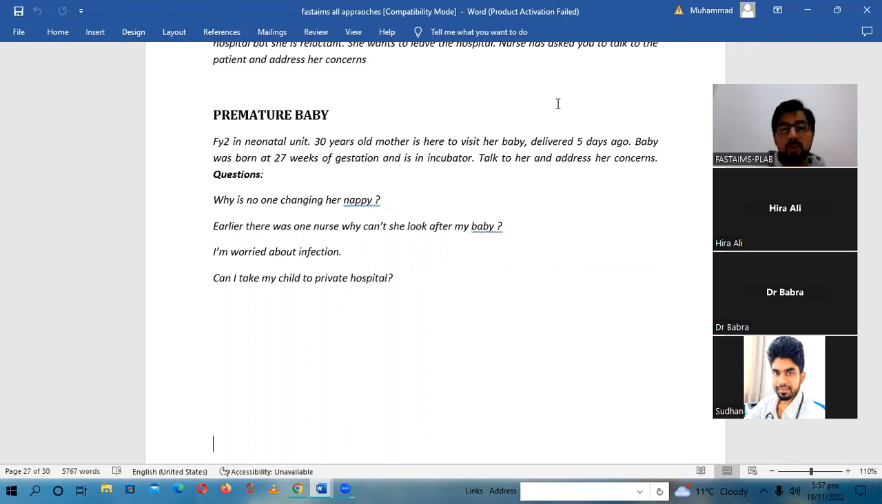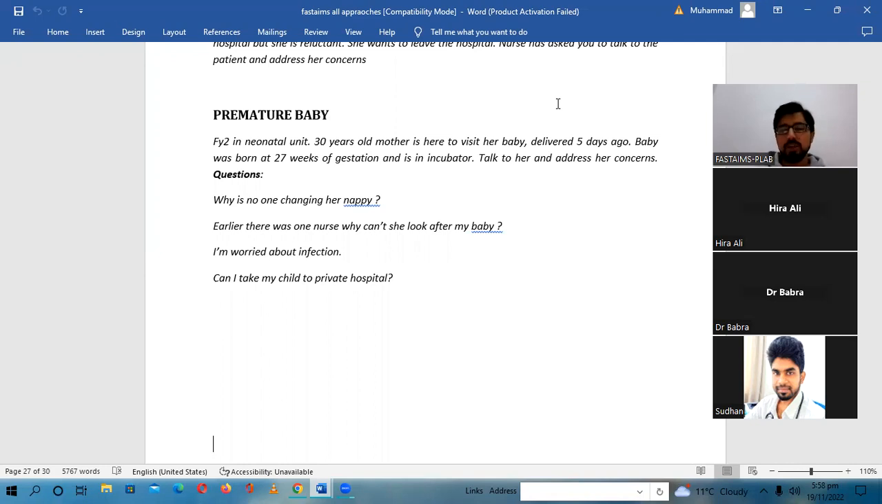And then she's asking that, okay, why can't you put the same nurse to look after my baby? So you need to tell that, okay, practically putting the same nurse all the time is not possible, because nurses work in shifts, and sometimes we have temporary staff to replace or reposition nurses who are on leave or who are sick. Okay, but we make sure whoever comes will provide the best care. Okay, no? And then the mother might ask you, will my baby have infection?